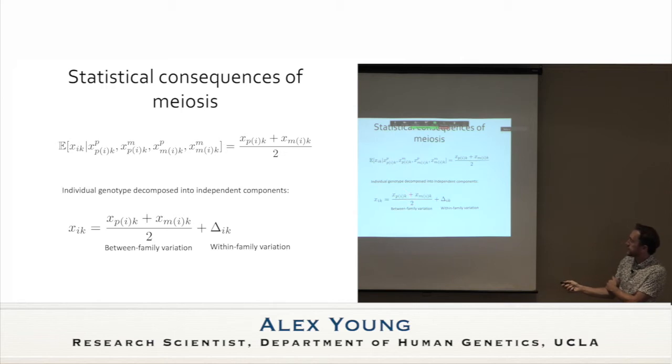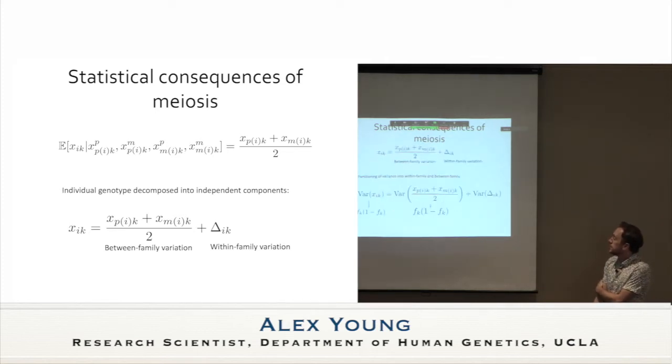The average parental genotype is shared between siblings, and the segregation genotype is different between siblings. That's why I call it within-family variation. The parental average varies between families, but not within families. So these are orthogonal components of the individual's genotype.